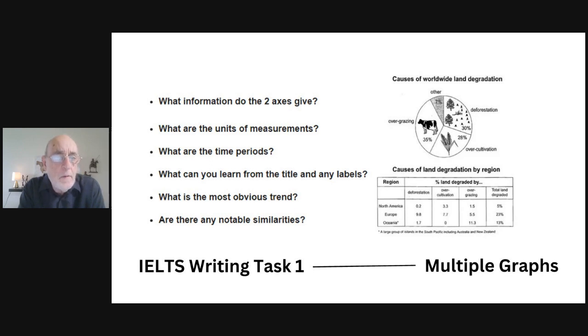What can we learn from any title and any labels? And this is so important when it comes to pie graphs and table charts. The labels and the title are where we get some of our significant information, and usually where we find the main features that we want to deal with in our detailed paragraphs.